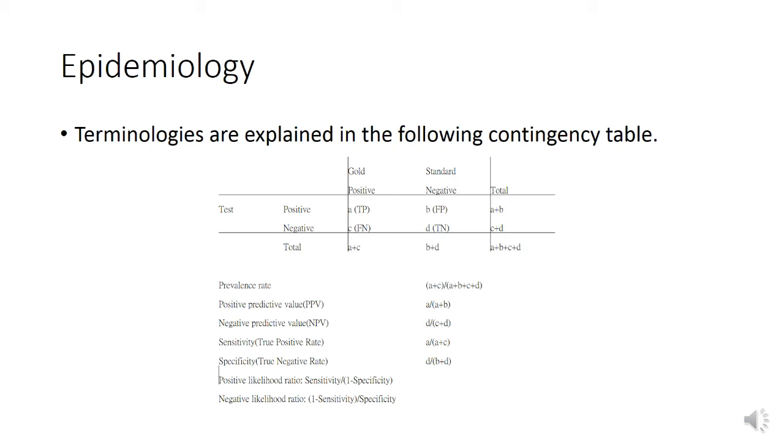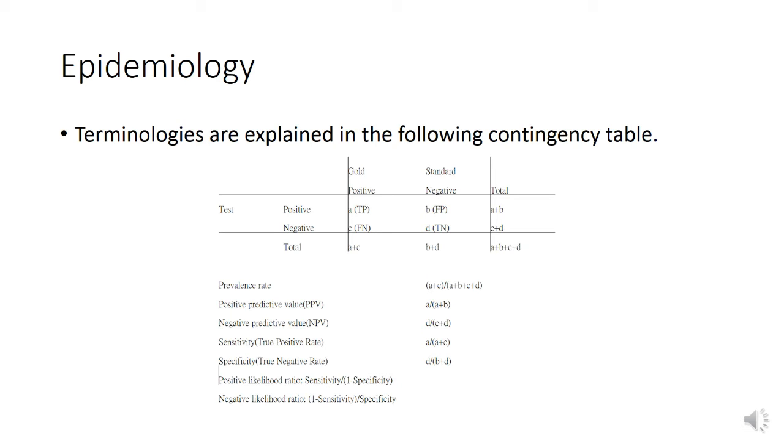The first one is called the prevalence rate, which is (A plus C) divided by (A plus B plus C plus D). Positive predictive value. Briefly, PPV is A over (A plus B). Negative predictive value. Briefly, NPV is D over (C plus D).